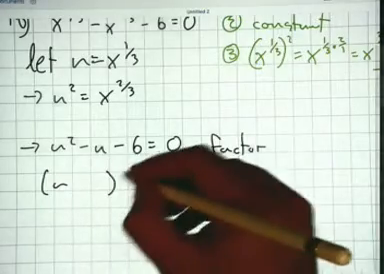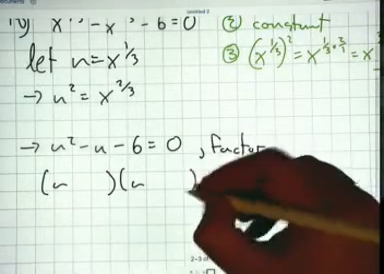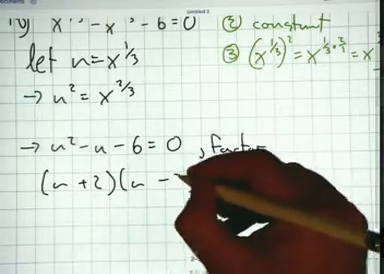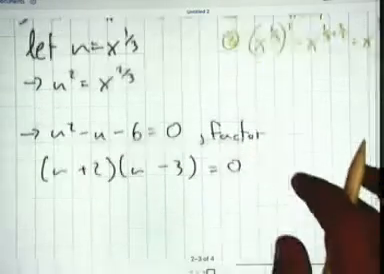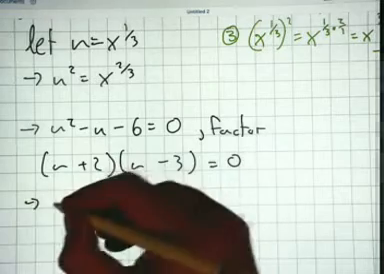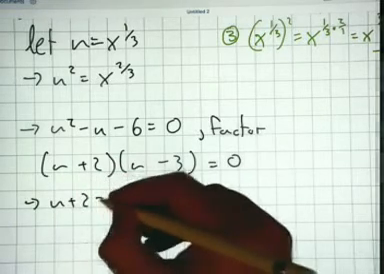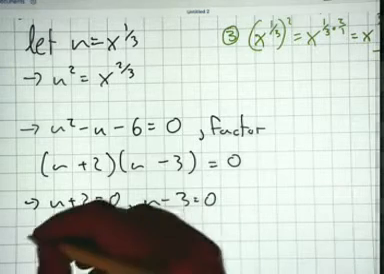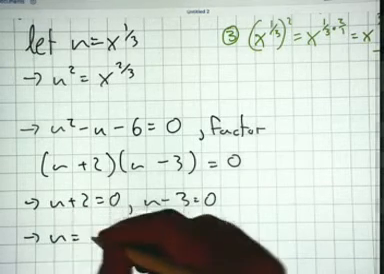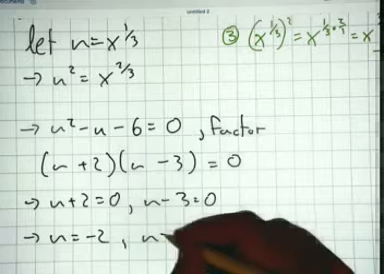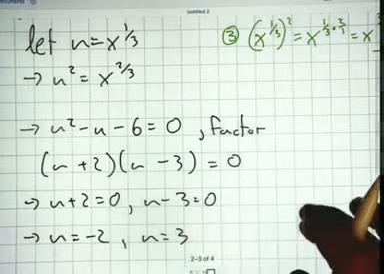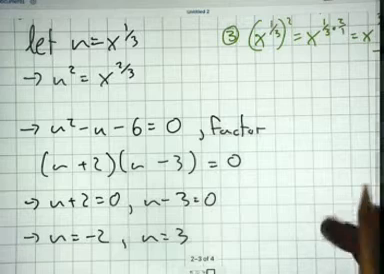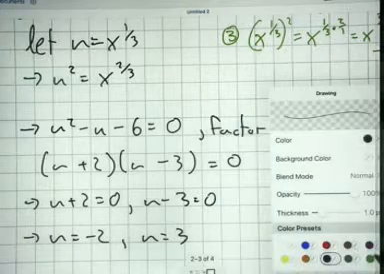Oh, what are the factors of -6 that make a -1? How about a +2 and a -3? So you're going to set each of these equal to 0, which then means that u is equal to -2 and u is equal to +3. Great. But I don't want to know what u is. I want to know what x is.